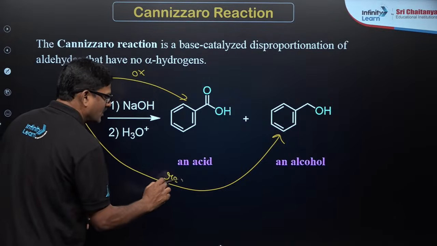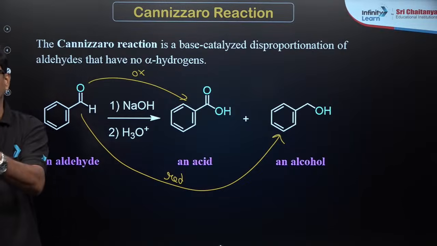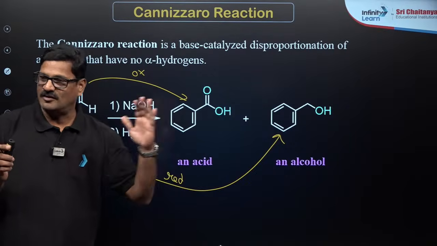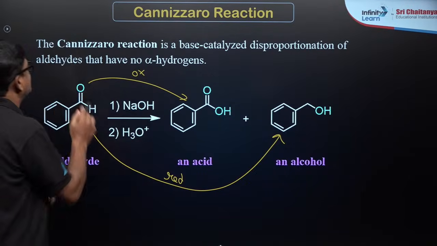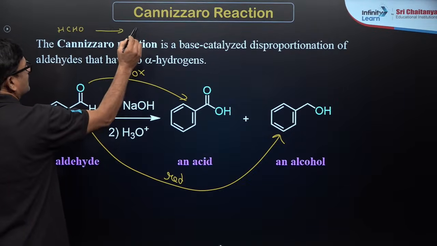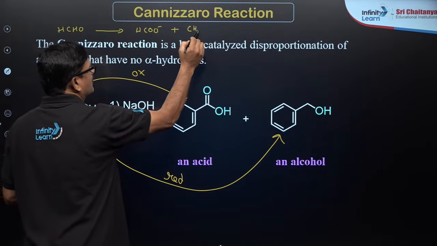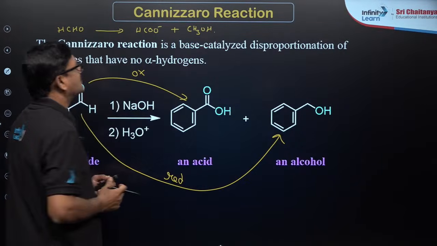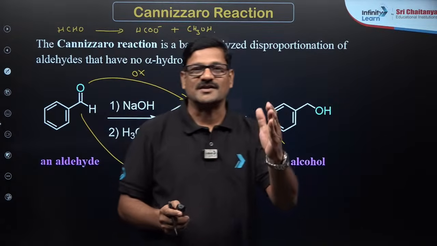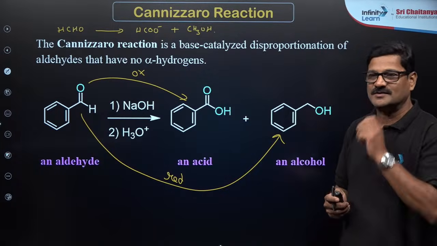This is what you can say an alcohol. So, benzaldehyde is going to give us benzoic acid and benzyl alcohol. Even formaldehyde, HCHO, is going to give rise to formic acid and CH3OH. So, this is what is called self-oxidation and reduction reaction. This reaction is the Cannizzaro reaction. Fine, my dear children, any doubt?